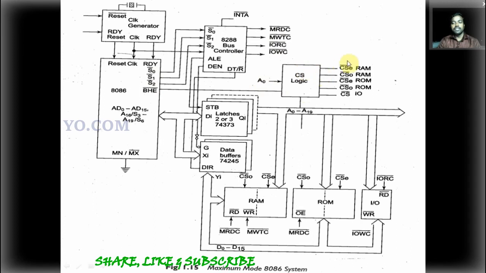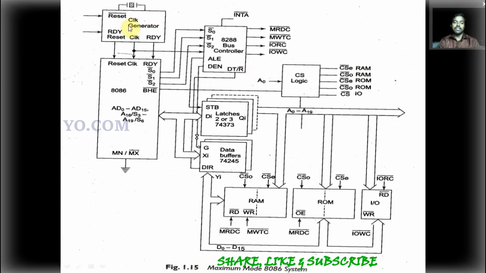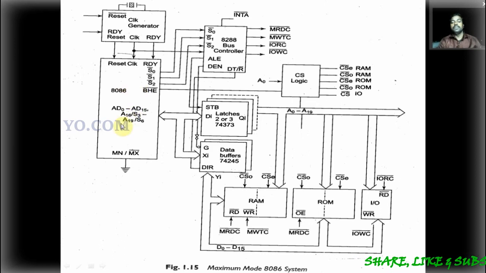So the CS logic is used to generate chip select signals for the different chips present in our system design. Then the clock generator, as usual, generates the clock pulses. A 15 megahertz crystal oscillator is connected to this clock generator, and it will generate the ready and reset signals. Here the processor is very relaxed, because in minimum mode the microprocessor itself generates all the control signals, but in maximum mode the 8288 bus controller is used to generate the bus control signals.